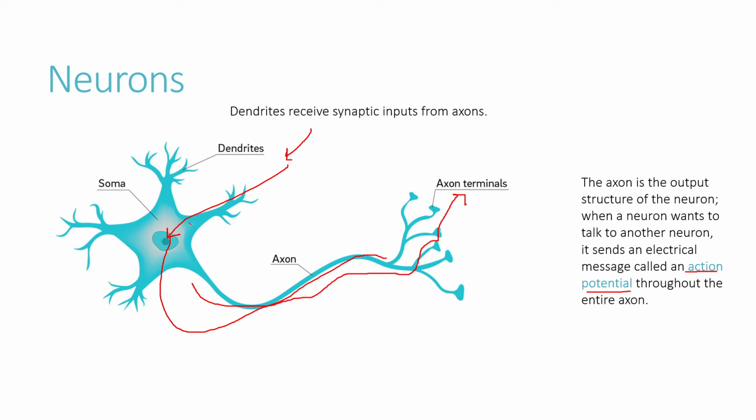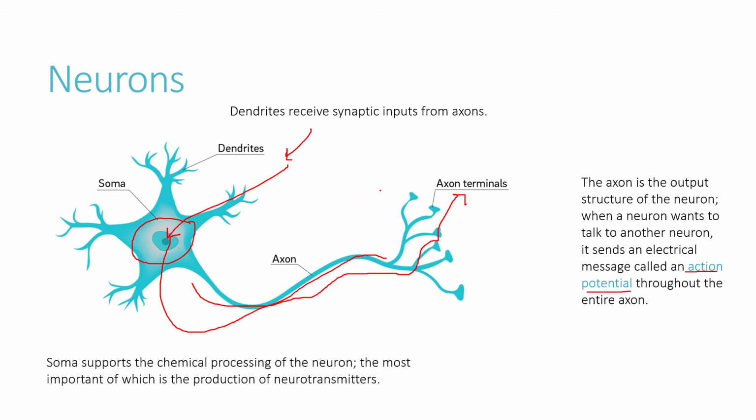All the process is made here on the soma. Okay, so the soma supports the chemical processing of the neuron, the most important of which is the production of neurotransmitters.